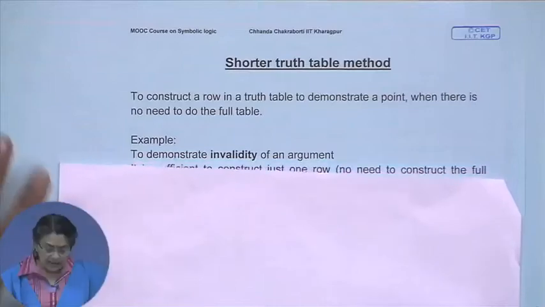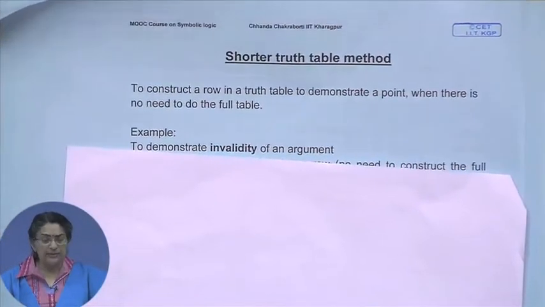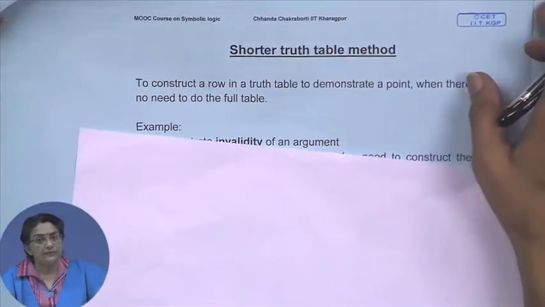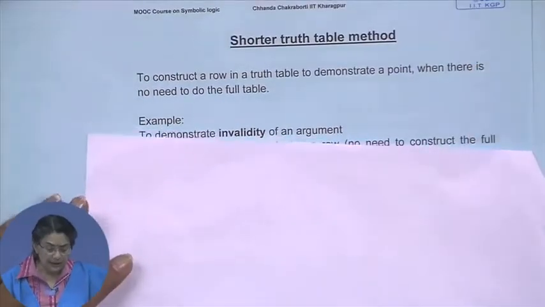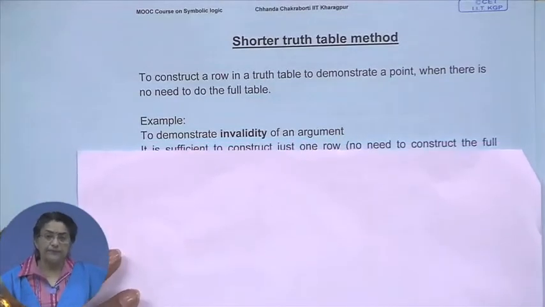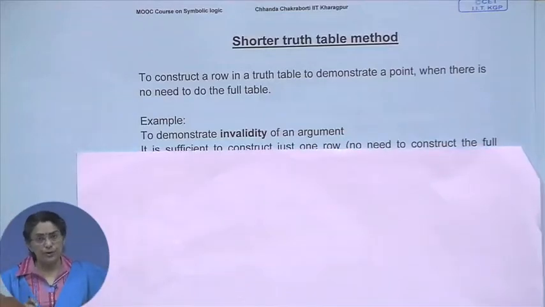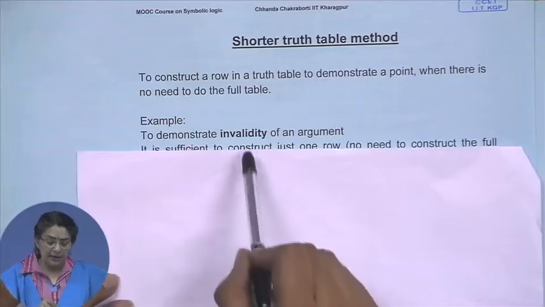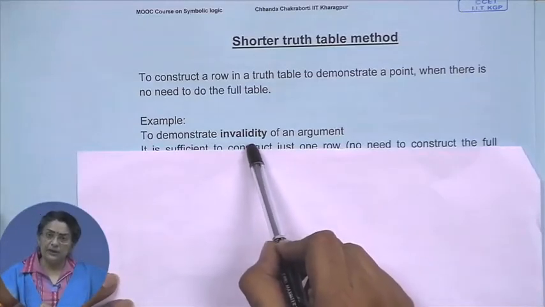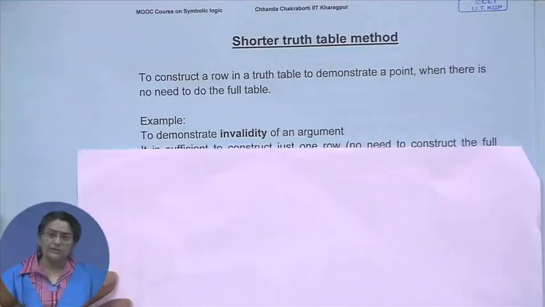So, one such point where the shorter truth table method can be extremely effective if done correctly is to demonstrate the invalidity of an argument. We have already been through this topic, how you can demonstrate validity and invalidity, as I said earlier, but specifically for invalidity of an argument, the shorter truth table method is extremely effective.